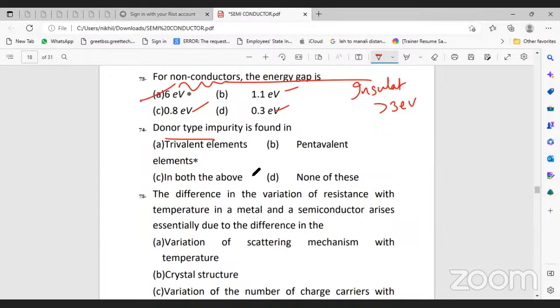Donor type means it is donating 1 electron. Donating electron means it should contain excess electrons. Excess electrons are there means the number of electrons will be more than the number of holes. So definitely it should be which type of semiconductor? N-type semiconductor. So pentavalent elements.